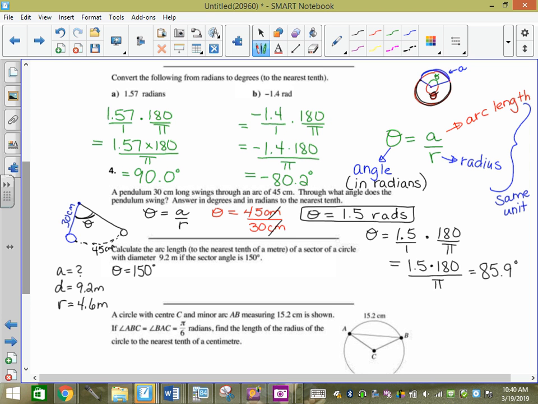So now I just plug it in. What's my problem? Theta needs to be in radians. Theta needs to be in radians, or you can't plug it into this formula.